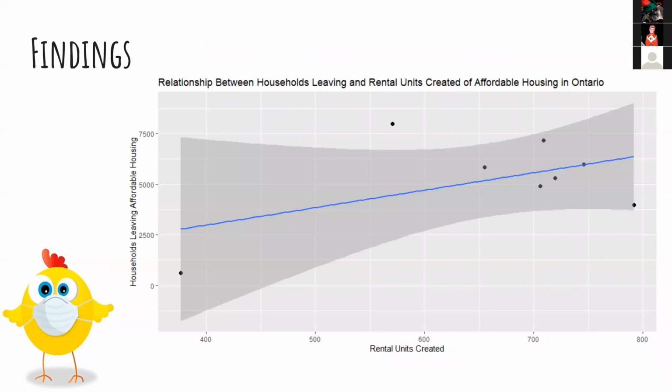In our second graph, we show the relationship between those leaving affordable housing due to affordable housing working and how many more units were created by the Ontario government. We thought that we would see a trend as the government saw affordable housing working, but this was not the case. The p-value, as shown on this graph, allows us to reject the idea that rental unit creation is linearly related to households leaving affordable housing.